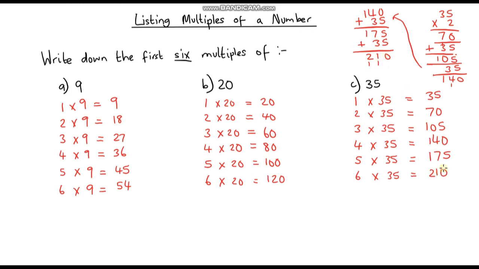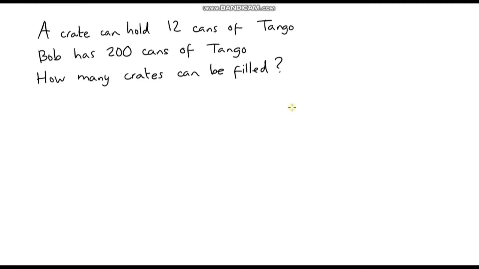And we are done. Okay, so I'm going to finish off this video with one bonus question, and it involves multiples. So pause the video and see if you can have a go at answering this question. So a crate can hold 12 cans of Tango, and Bob has 200 cans of Tango. How many crates can be filled?